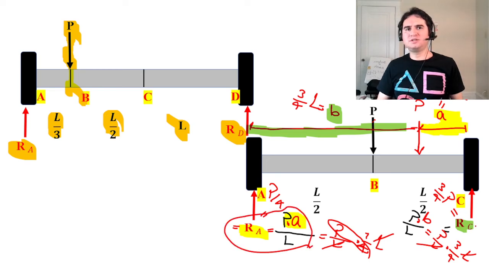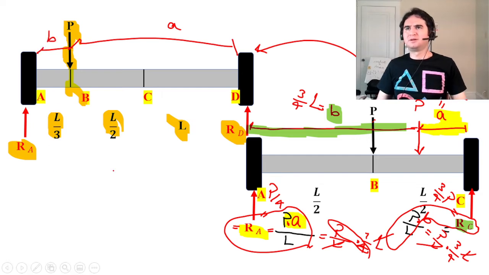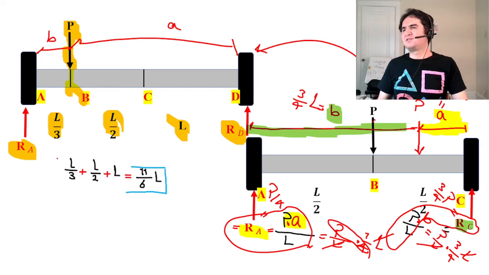So with the same logic, let's take a look at our problem. If this is distance A and this is distance B, let's see what the total L is. The total length is L over 3 plus L over 2 plus L. So that's 11 over 6 L if you do the math.